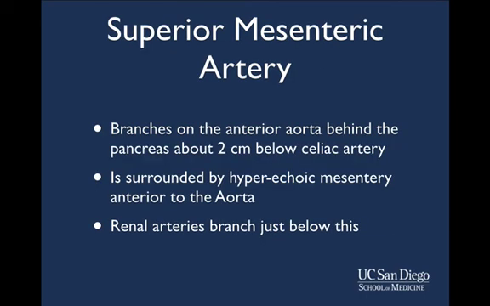On to the superior mesenteric artery. This branches on the anterior aorta behind the pancreas, about 2 centimeters below the celiac artery. It is surrounded by hyperechoic mesentery anterior to the aorta, and this makes it easily identifiable on ultrasound. Below the superior mesenteric artery, we can see the renal arteries branch.